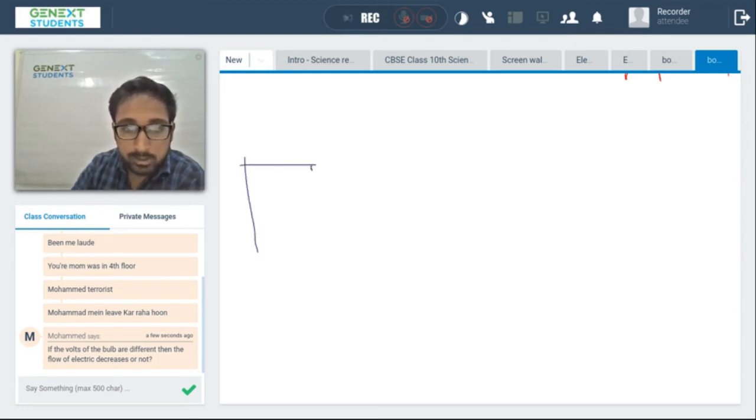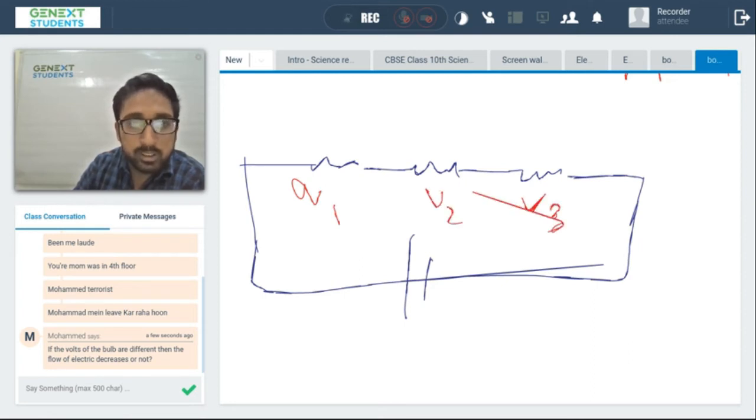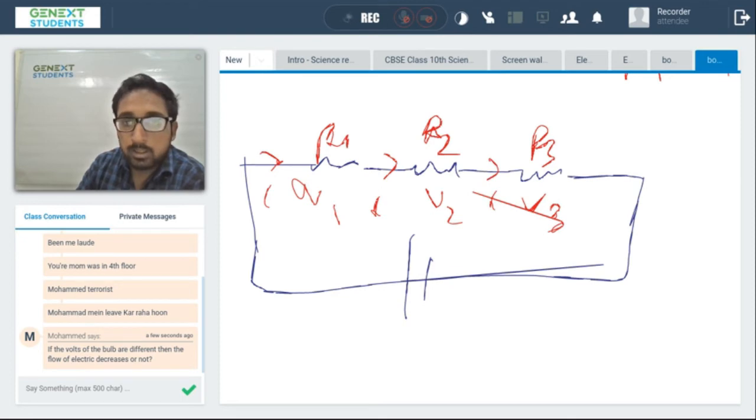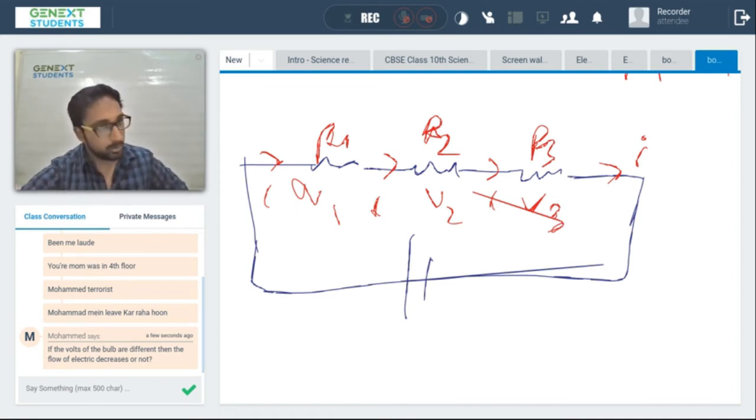Let's say this is a bulb, right? We represent bulbs as resistors. So here the potential will be V1, here V2, and here V3. The resistances are R1, R2, and R3. But the current is going to be the same, I, because current is a scalar property. How can it get divided? It cannot get divided, right?